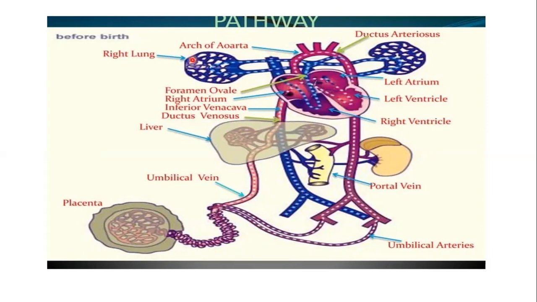Also the blood that comes from the head, from the superior vena cava, enters into the right atrium. In fact, most of the blood that goes into the right ventricle is from the superior vena cava. But other blood from the lower part of the body also goes through that part. But most of the blood from the placenta goes through the foramen ovale, and that is it. That is about the circulation at this stage.